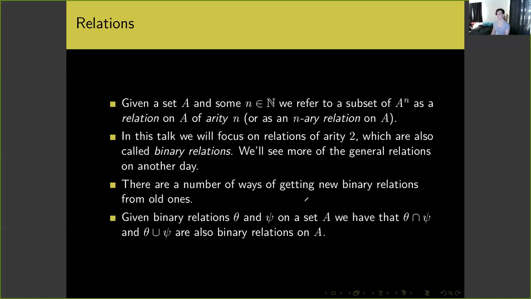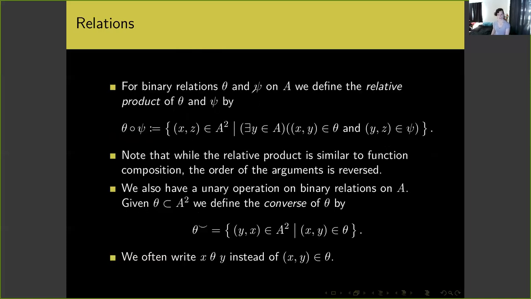So there are a number of ways of getting new binary relations from old ones. Given binary relations theta and psi on a set A, we have that the intersection of theta and psi, as well as the union of theta and psi, are also binary relations on A. And this simply follows from the fact that a binary relation on A is nothing other than a subset of A squared. And so if theta is a subset of A squared and psi is a subset of A squared, then of course the intersection and union of these two sets are also subsets of A squared.